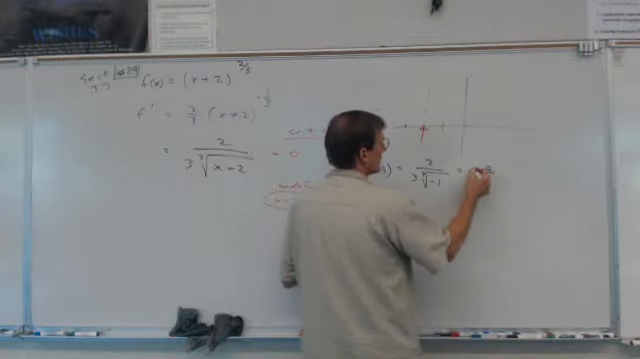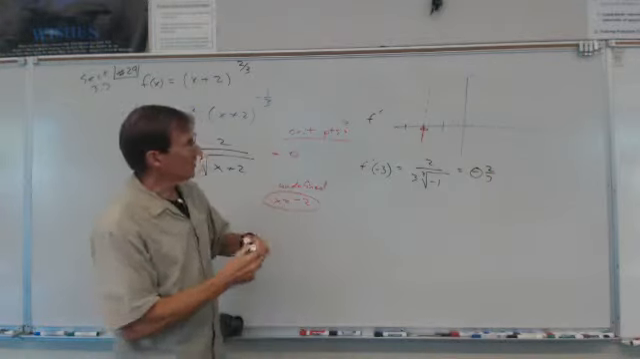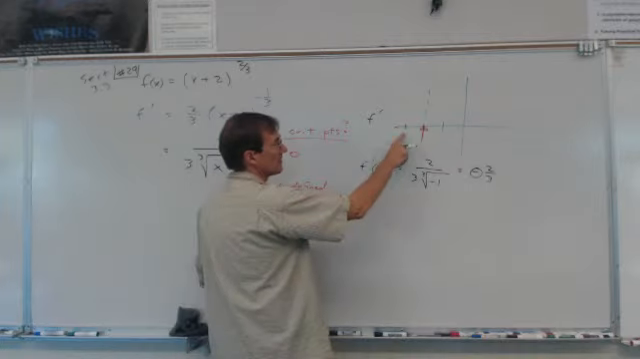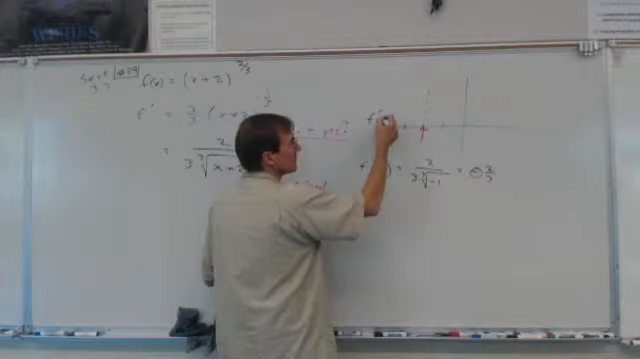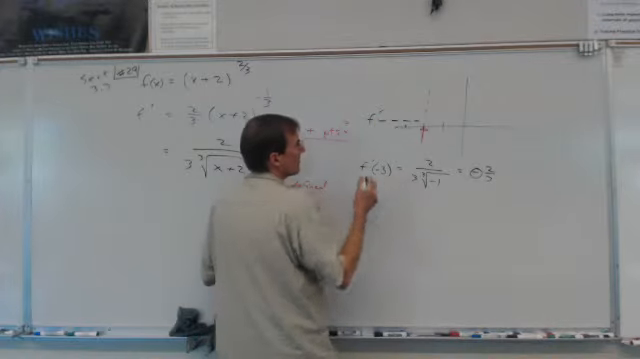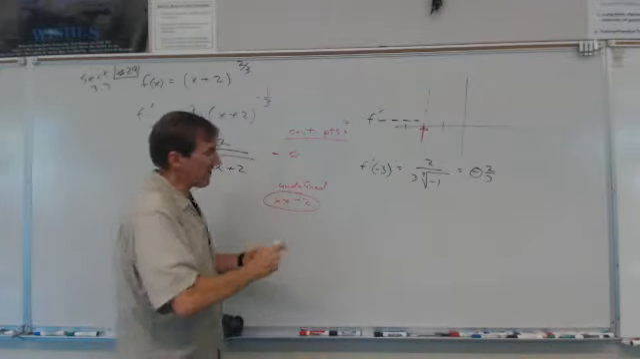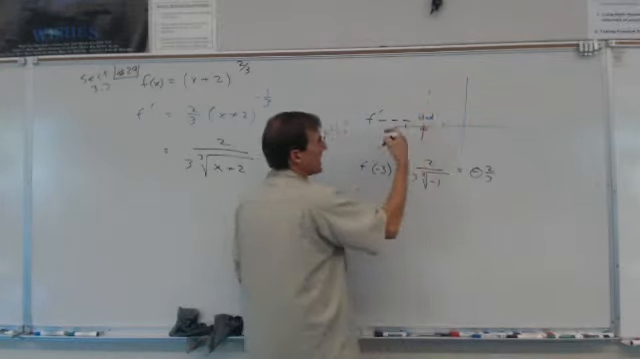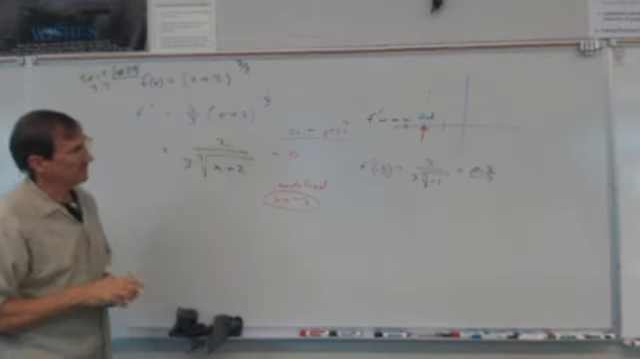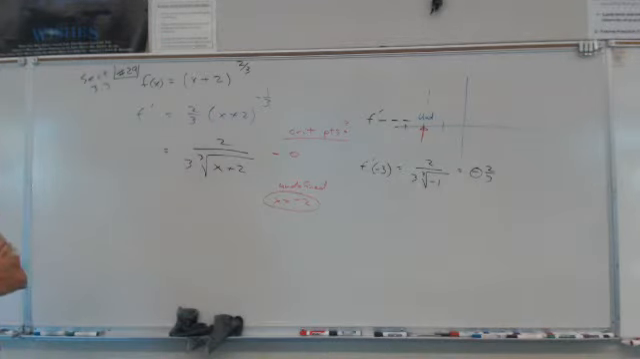Okay? So over here, in this interval to the left of our critical number, the first derivative is going to be negative. Okay? It's undefined right here, but to the left it's negative. And then we'll see what happens to the right here.